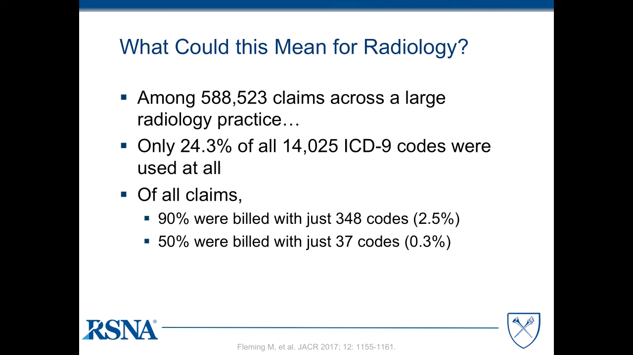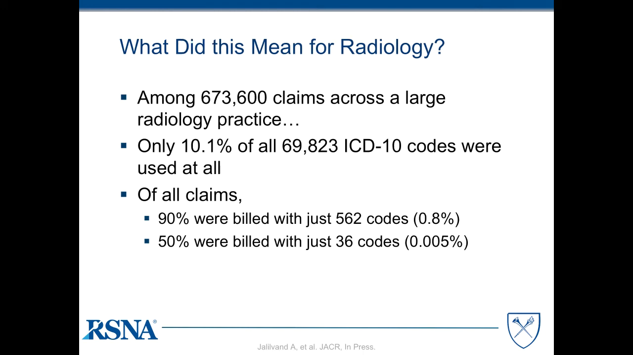And importantly, of all claims, 90% were billed with just 348 codes, or 50% with just 37 codes. So folks got pretty scared moving into ICD-10 that, gee, we're going to have 70,000 codes. This is going to get out of control really fast. But that really didn't happen, at least in our practice.